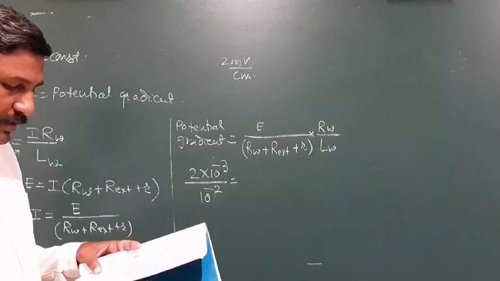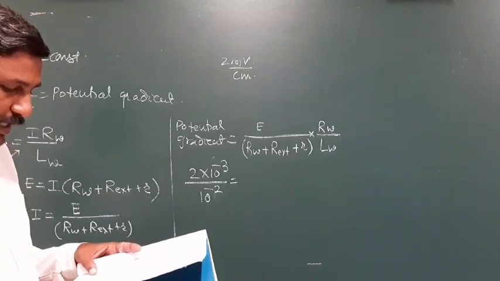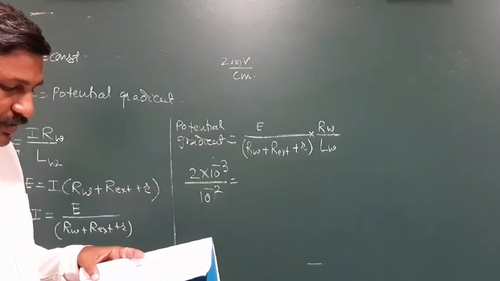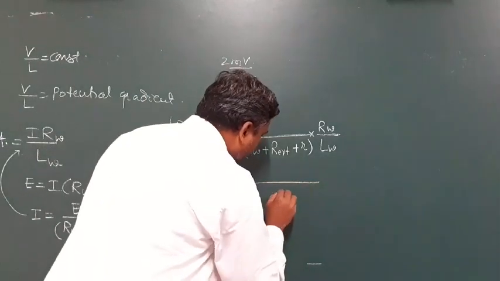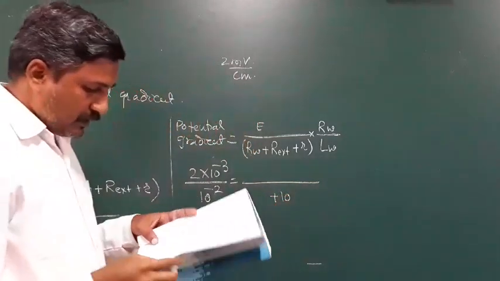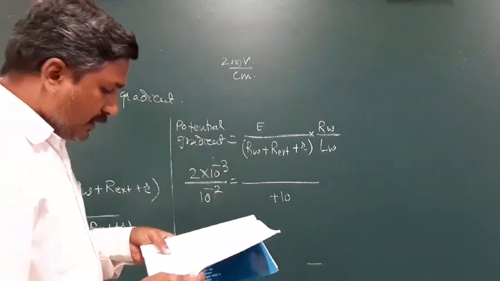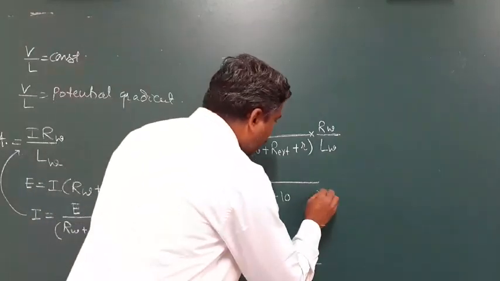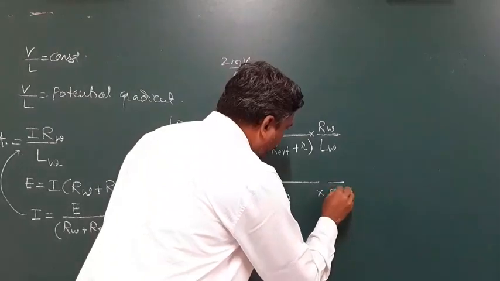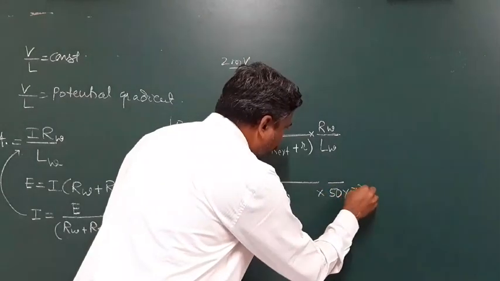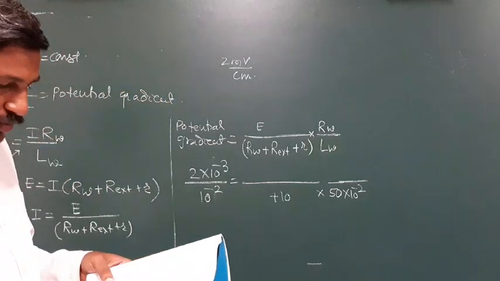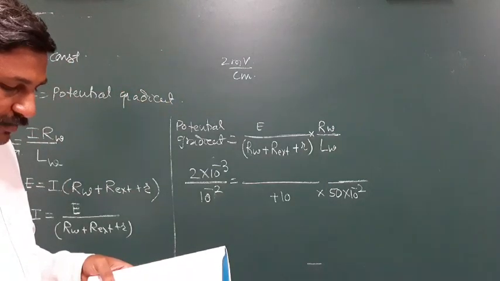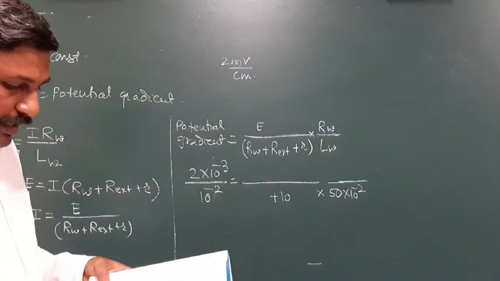is used to measure the difference of potential across a resistance of 10 ohm. That is the value of my external resistance, 10 ohm. The length given is 50 centimeter, so I am converting to meter, 50 into 10 raised to minus 2, of the potentiometer wire required to get the null point.